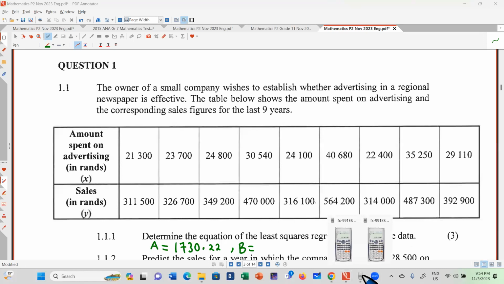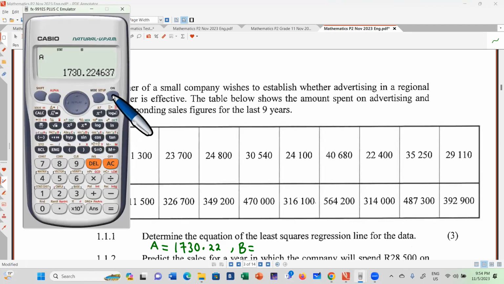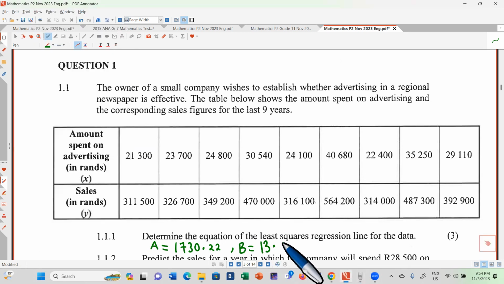The next thing we want is also the B. Go to the calculator. All the data is saved. So we want B. We're going to do shift 1, which is shift stat. Stat is above the 1 button. So we are doing the regression line. So we do 5 because 5 is a regression. Then we want B. B is 2, equals. We can see that B is 13.96. B is exactly 13.96. We check again.